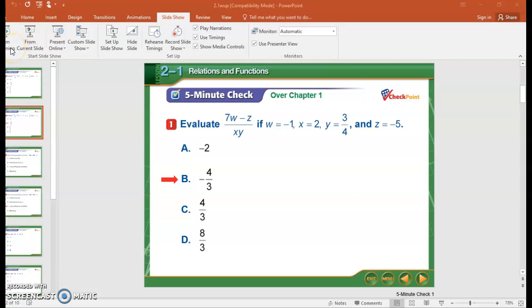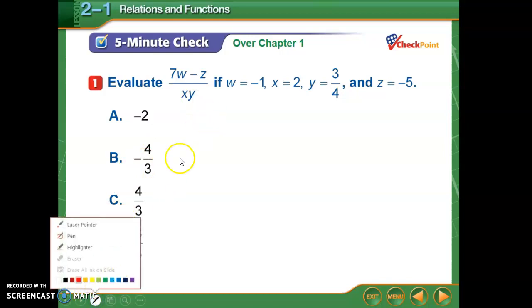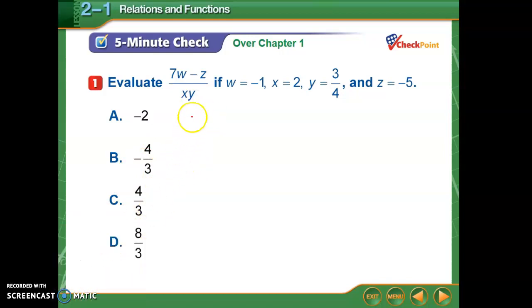Alright, hello everyone. We are going to have a 5-minute check before we move on to Chapter 2, Lesson 2.1, Relations and Functions. So hopefully you still remember how to do this. Evaluate 7w minus z over x times y. Remember, if there are two variables next to each other, that's multiplication. Alright, so let's plug in.